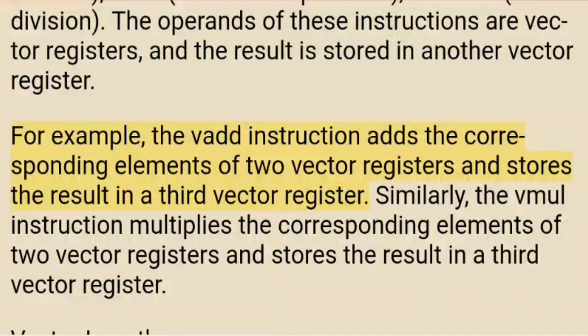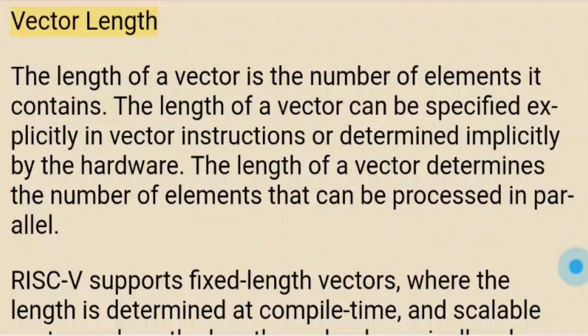For example, the VADD instruction adds the corresponding elements of 2 vector registers and stores the result in a third vector register. Similarly, the VMUL instruction multiplies the corresponding elements of 2 vector registers and stores the result in a third vector register.